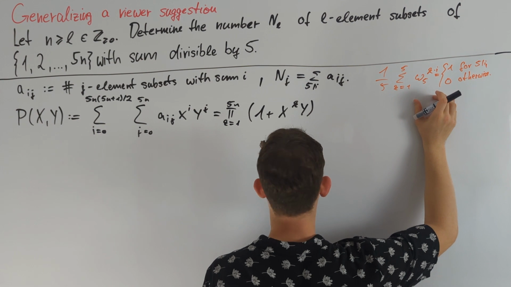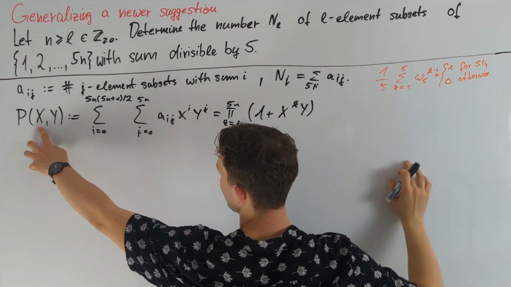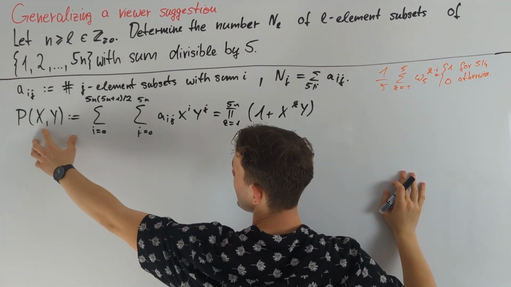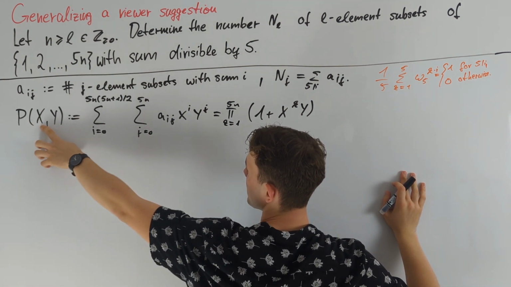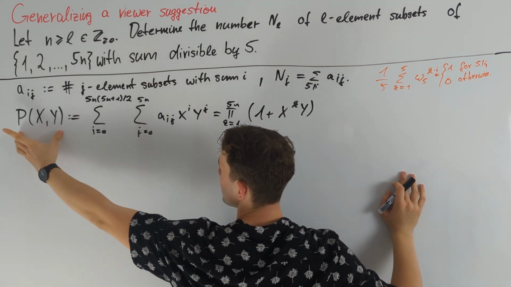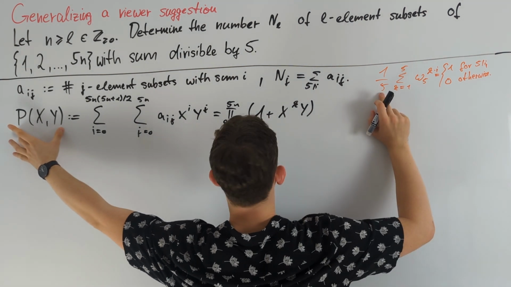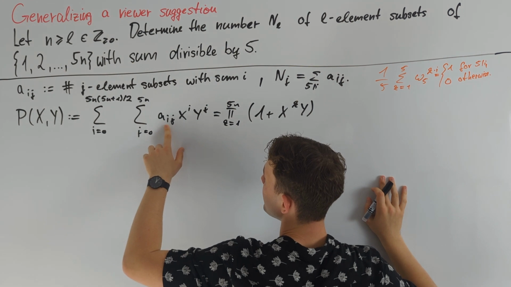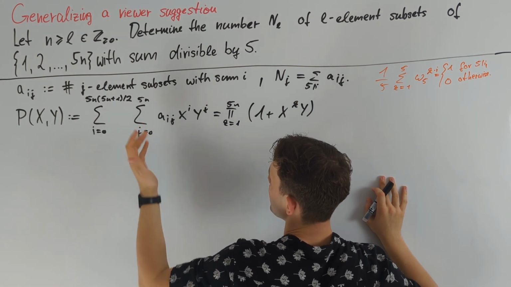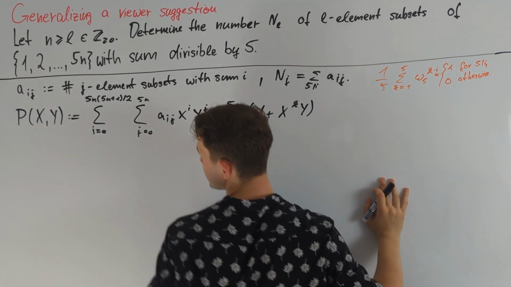This tells us that if we plug in omega_5 for x in p and omega_5 squared also, and all those up to omega_5 to the power of 5, and sum all of these values up and then divide by 5, all of the terms where i is not divisible by 5 are going to vanish, whereas the other ones will remain. So let's do this.